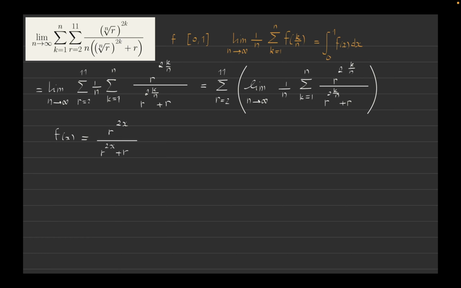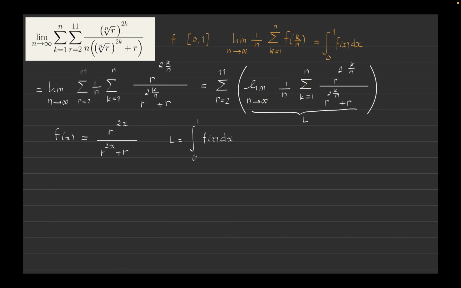Why is that? Because if I choose f of x in this form, then what will be f of k over n? I have to replace every x with k over n, and I get this exactly. Okay, so that is correct. So this means that this limit, let me call it L, becomes integral from 0 to 1 f of x dx. Why is that, by the way?